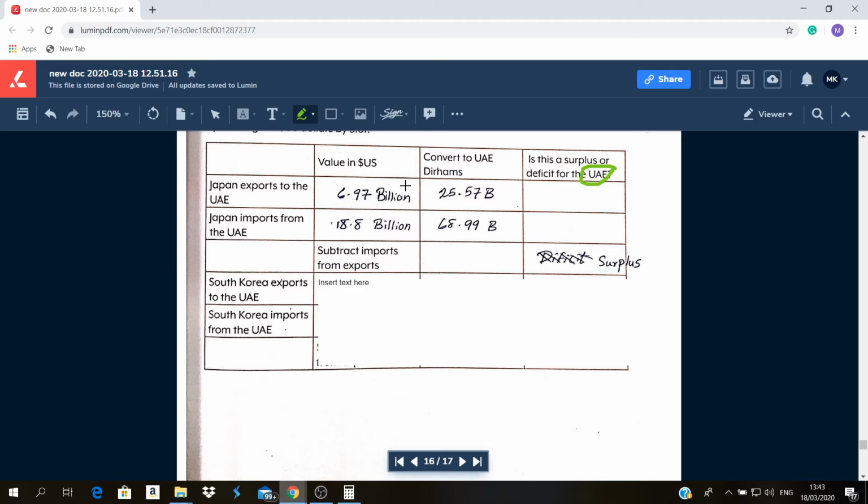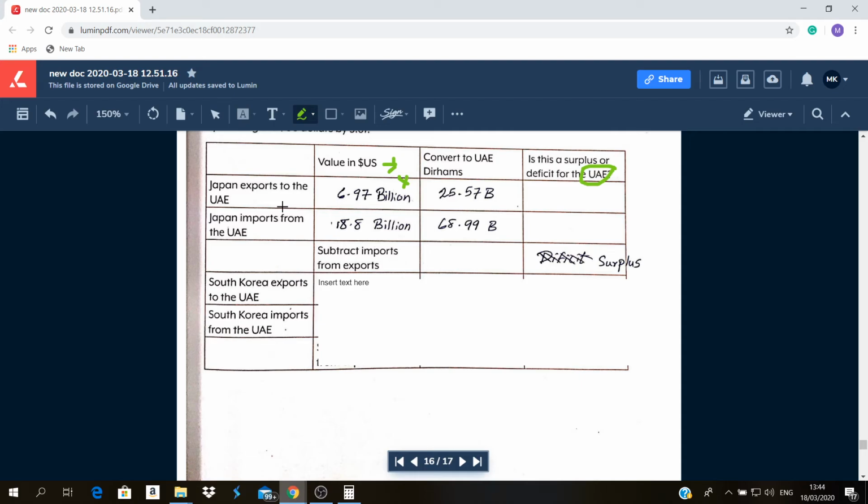Here again, to convert to UAE dirhams, we're going to multiply it with 3.76. Okay.